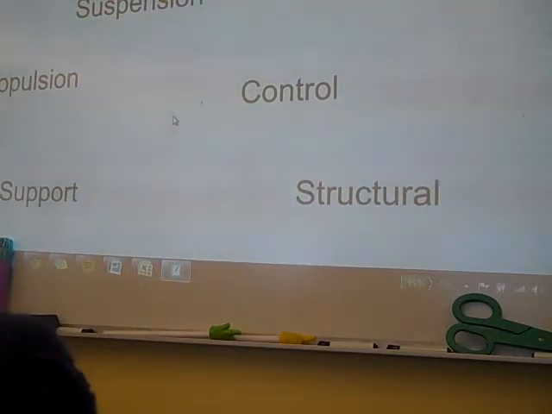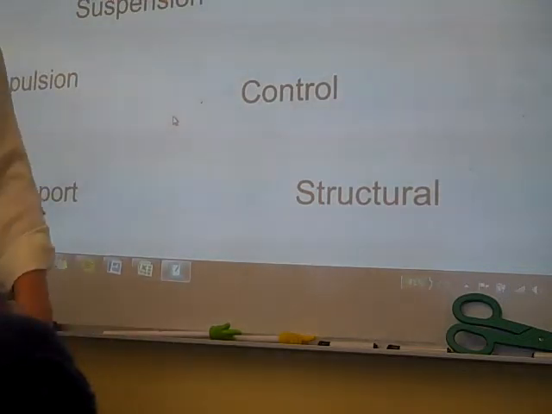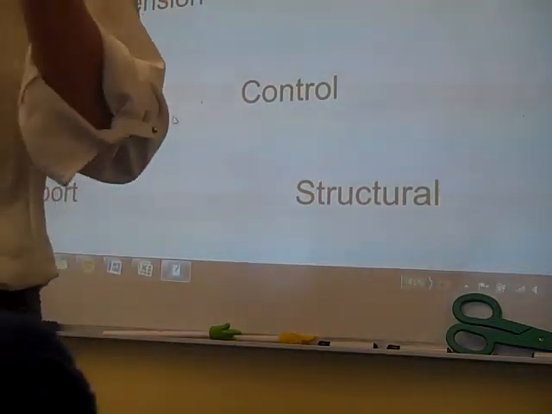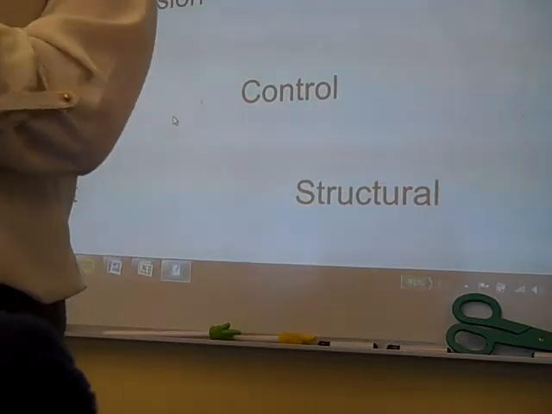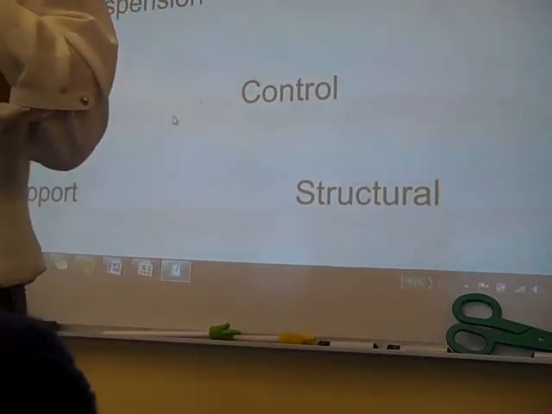And the next question says label and identify the direction of gravity, thrust, lift, and drag. Just tell us all the directions, please. Go ahead, Elena. You put an arrow going back for gravity, an arrow going up for lift, an arrow going right for thrust, and left for drag. Yes, good.